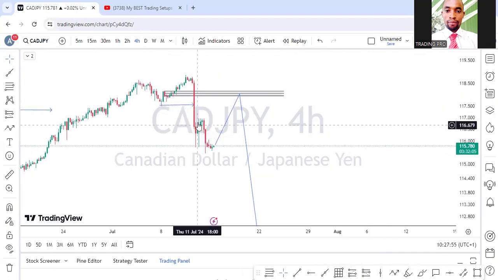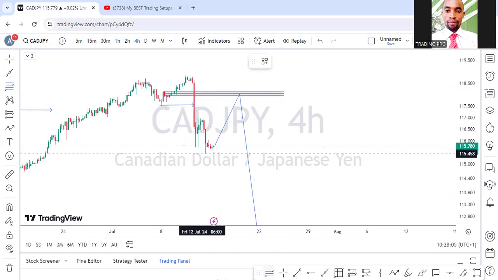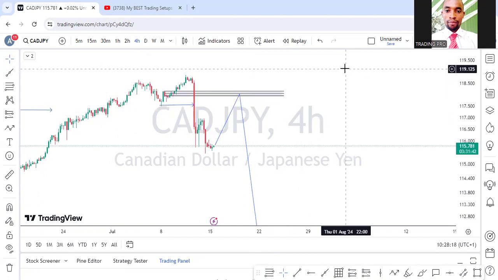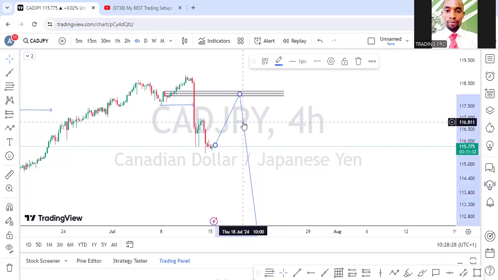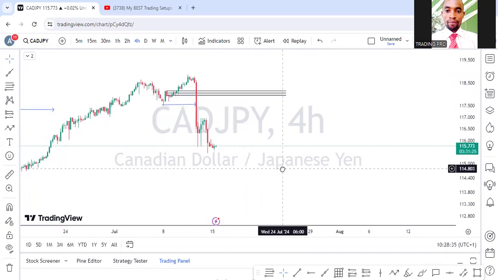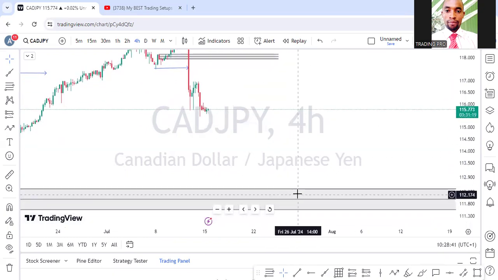So 4 hours on Cadjpy, we have this imbalance, we have break of market structure, and from this swing high to this swing low, if price returns back to our premium that will give us a fair evidence, then we can sell Cadjpy there. We can sell Cadjpy from that high. So you can see here we have this breaker block. So Cadjpy, I'm looking for a sell from the breaker block and looking for a buy from this daily order block.